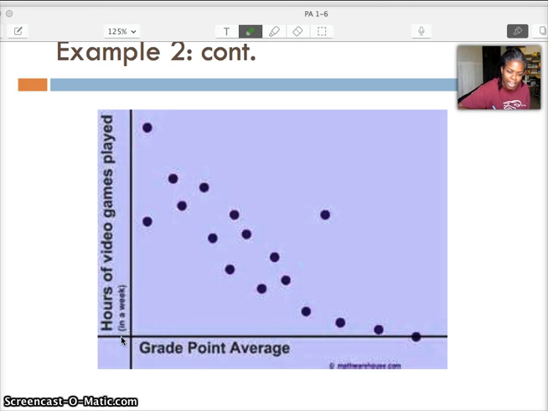We see grade point average and hours of playing video games. Okay, so if you play video games a lot, if that's high, your grade point average according to this chart is low. I don't know how true that is, but it sounds logical. Okay, so let's see what we notice. We see as one thing increases, the other thing decreases, and so I think that we can all clearly see that this has a negative correlation. So your answer here would be negative correlation.